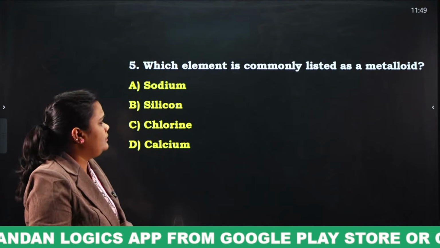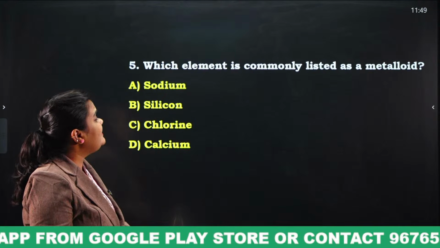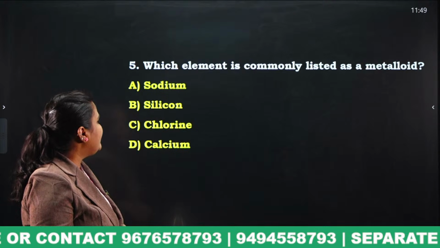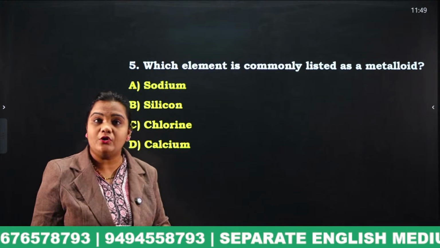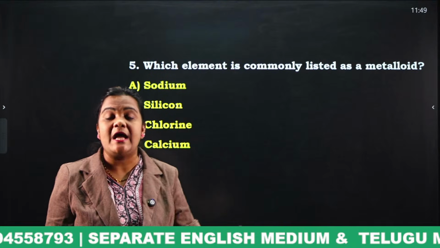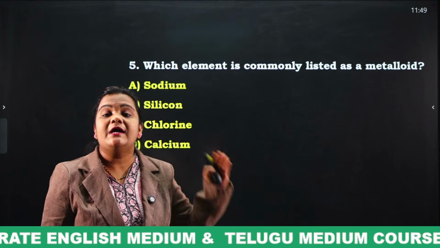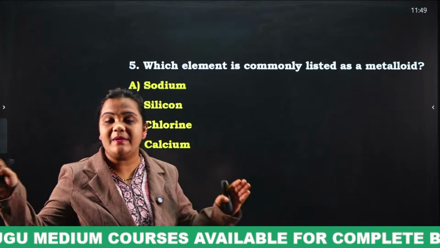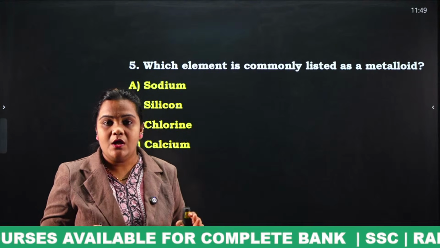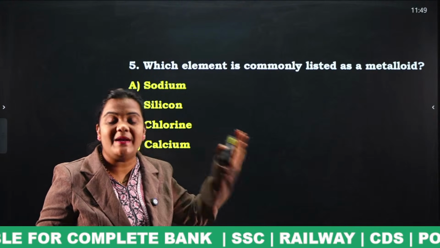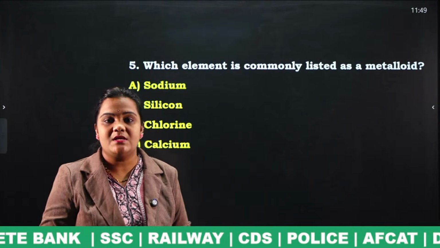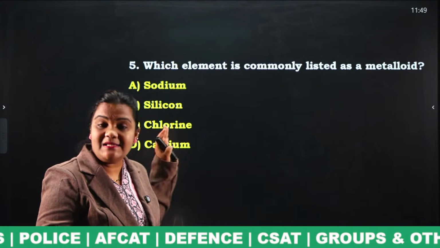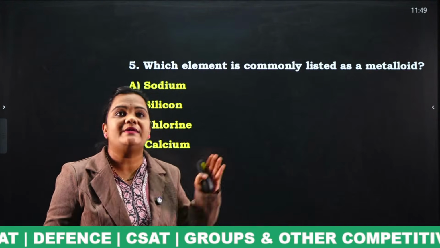Which element is commonly listed as a metalloid? Sodium, silicon, chlorine, calcium. I have already told you what metalloids are. Metalloids are located in the zigzag line between metals and non-metals on the periodic table. So they behave both as metals as well as non-metals. Now tell me which is the only example in the given 4 options. So that is a metalloid.